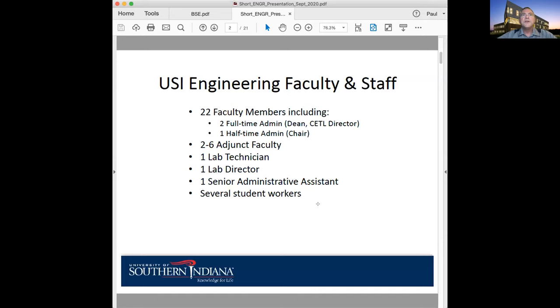Generally, we hire anywhere from 2 to 6 adjunct faculty. The adjuncts, that's a fancy name for our part-time faculty. They're people that work other jobs, and they may come in and teach a night class or something for us. We have a lab technician, a lab director. We're actually short our senior administrative assistant right now. She retired, and we're looking for someone at the moment. And we hire quite a few student workers as well throughout the course of a semester.